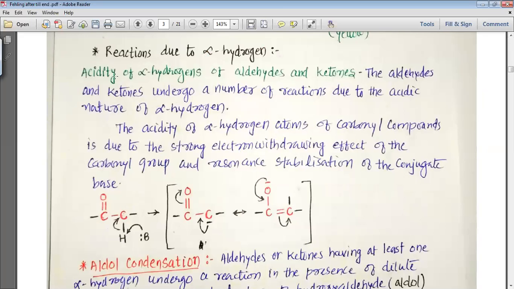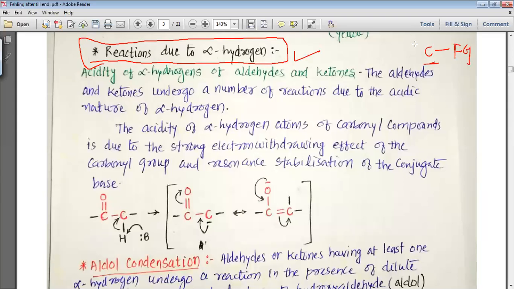You will need to apply various knowledge to solve a single problem. Now, my dear students, we want to study important reactions. These reactions are known as the reactions due to alpha hydrogen. The carbon bonded to the functional group is known as the alpha carbon, and the hydrogens present on it are known as alpha hydrogens. So the hydrogens present on the alpha carbon are alpha hydrogens, and these give reactions due to alpha hydrogen.